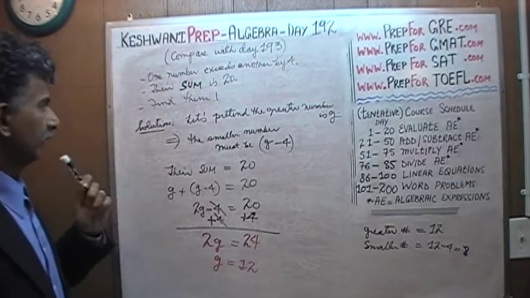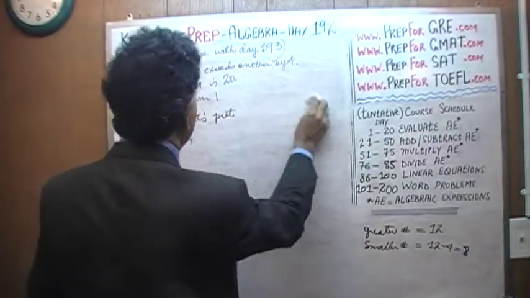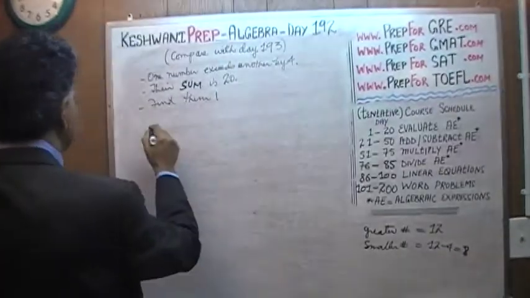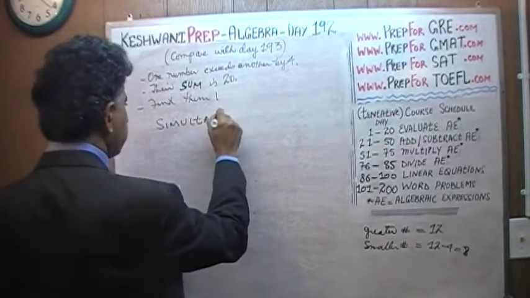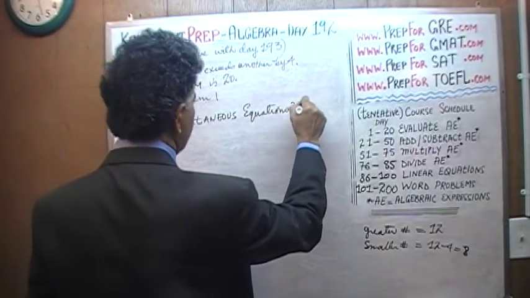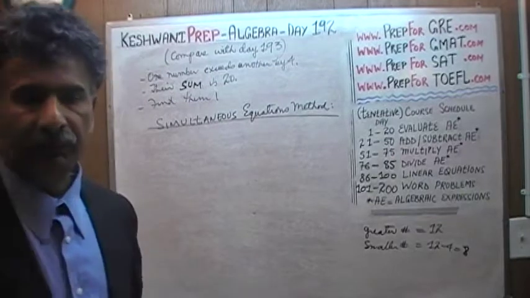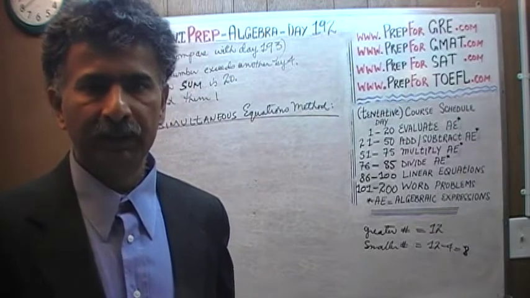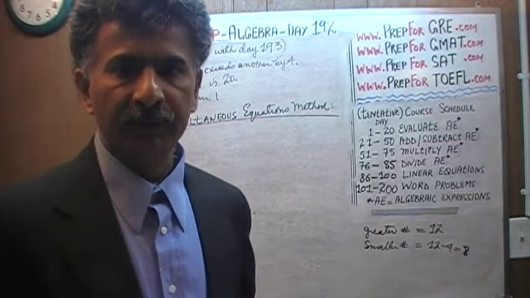I need a lot of room, so I need to erase the things. So we redo it with simultaneous equation method. And like I already explained, in simultaneous equation method, both of these two variables have their distinct, separate, independent, unique identity. One is not identified in terms of the other.